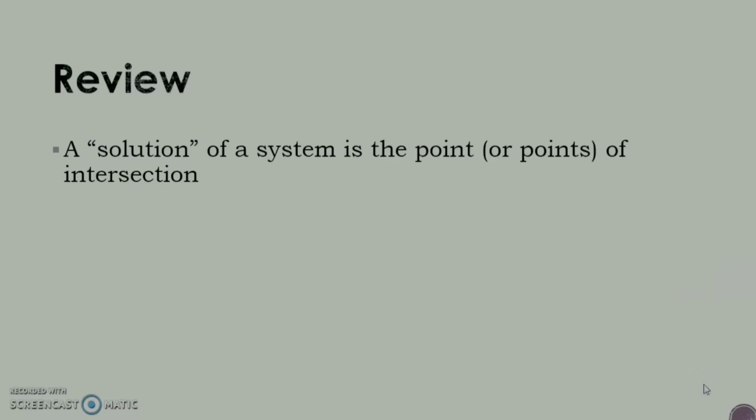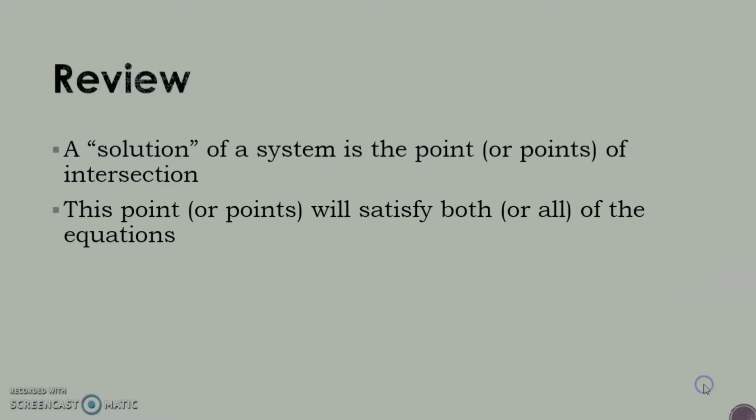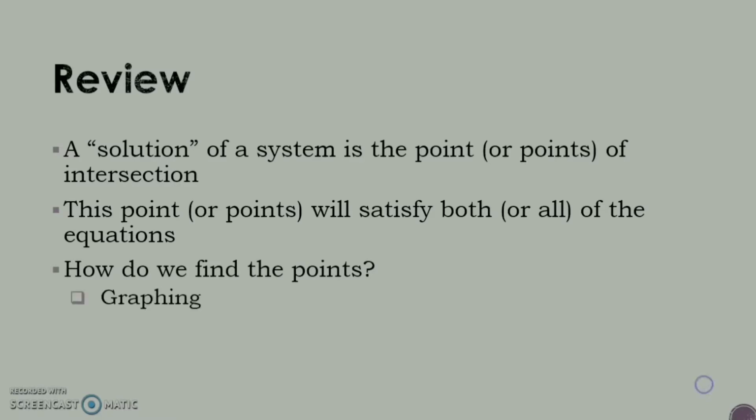When it comes to systems, what is a solution? It's a point or points that lie on both or all of the functions. This point or points will satisfy both or all of the equations. So how can we find these points? There are three methods we'll go through in this video. The first one is graphing.